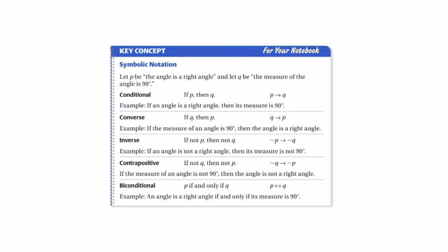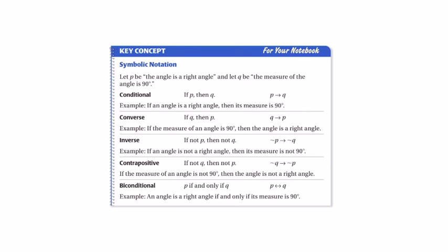In the inverse of our original statement, we simply negate both the hypothesis and the conclusion. So if not P, then not Q. So that is not P implies not Q. If an angle is not a right angle, then its measure is not 90 degrees.